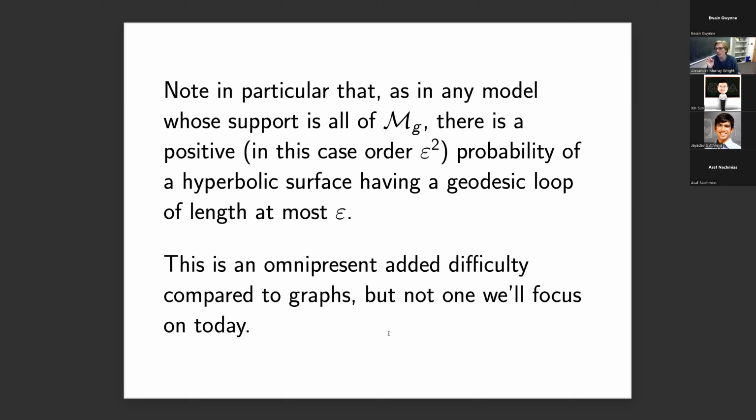And if you're comparing to random graphs, in a random graph, all the edges have length 1, so you can't really see tiny loops in the same way. And this is an omnipresent added difficulty, but I would say not the key difficulty. And so I'm just going to sweep it under the rug today.